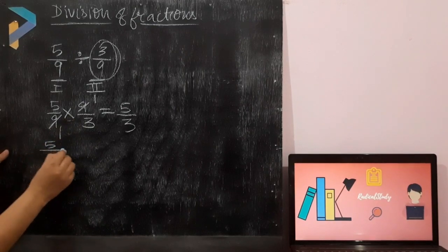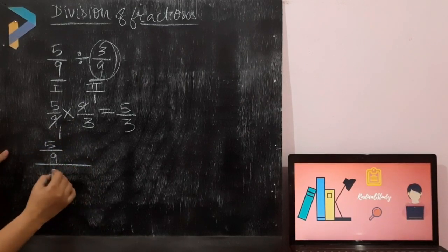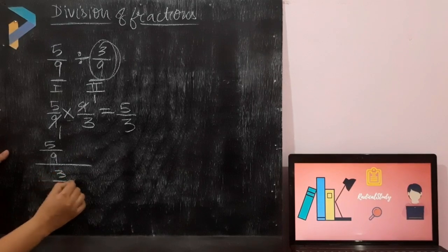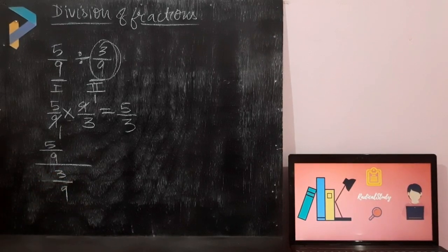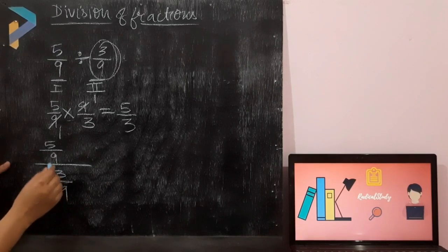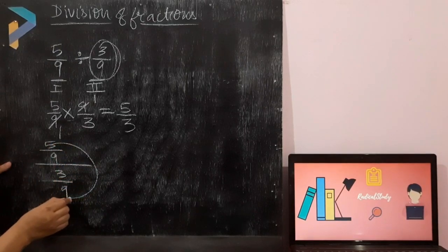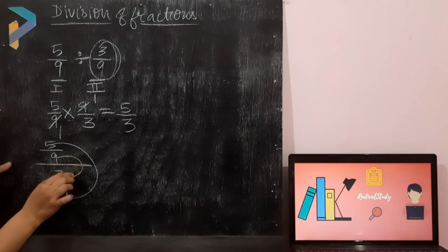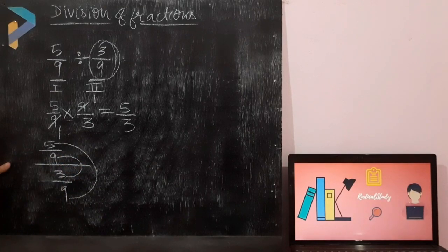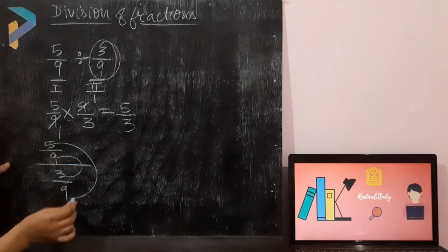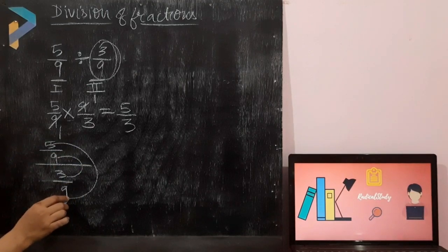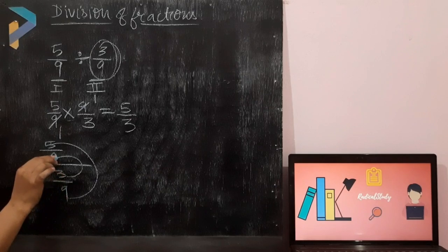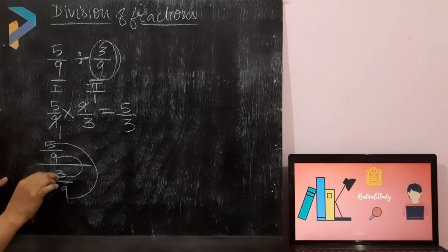Because whenever we are dividing something, we used to divide like this, right? 5 upon 9 upon 3 upon 9. So whenever we are dividing the fractions, we divide like this. This number is multiplied by this number and this number is multiplied by this number. Okay students, the numerator of the first fraction is multiplied by the denominator of the second fraction. The denominator of the first fraction is multiplied by the numerator of the first fraction.